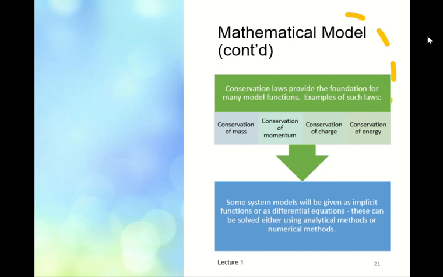There are different models which you have already studied in physics. They are written here: conservation of mass, conservation of momentum, conservation of charge, conservation of energy. Which one is written on the board? Energy. E equals mc square is the last one, conservation of energy. Conservation of energy gives you the value of energy, conservation of charge gives you charge, and so on. So these are equations which give you these values.